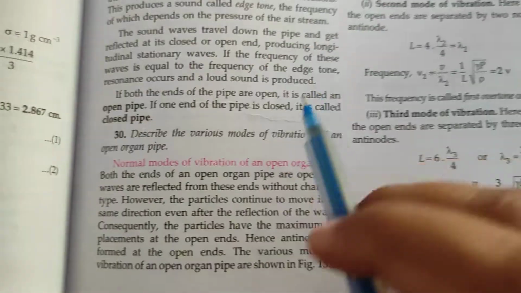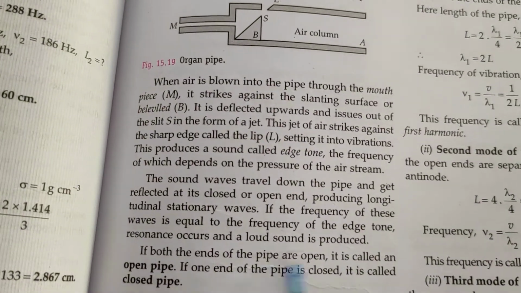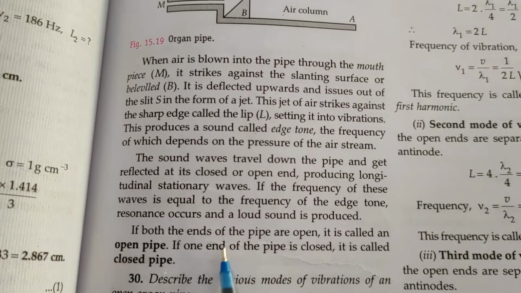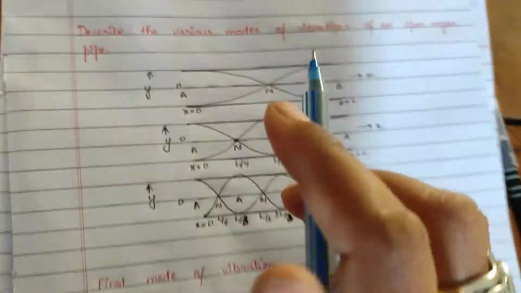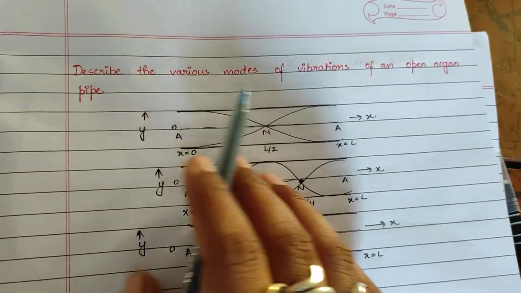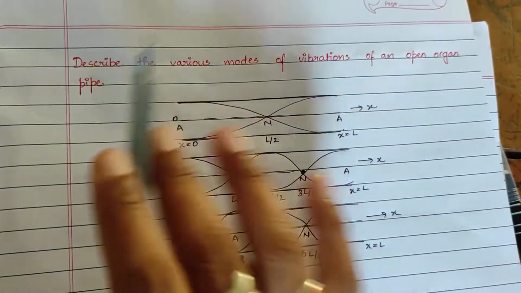There are two types of organ pipes: open organ pipe and closed organ pipe. An open organ pipe is open at both ends, whereas a closed organ pipe is closed at only one end. Now we will look at the different modes of vibrations of an open organ pipe.